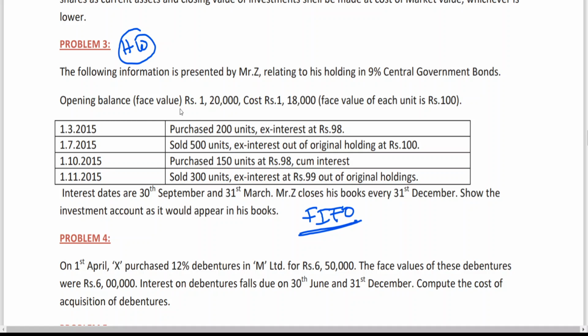Opening balance 1,20,000 means by 100 means 1,200. Purchase 200, sold. Opening lot, purchase 150. Because opening balance face value has been given, no? 1,20,000 by 100. 1,200 debentures. Again here the question doesn't arise. You'll be selling from FIFO only. Same like previous problem. This is a homework.